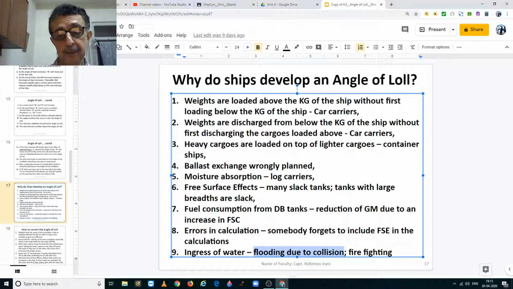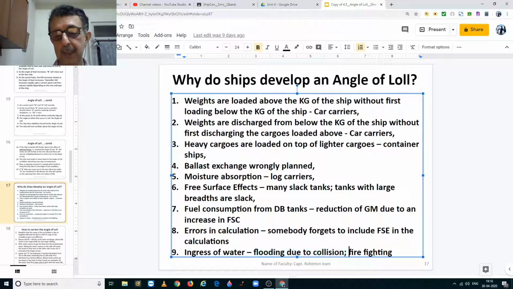Now, flooding can also happen not just due to collision, it can also happen if your bilge valves are not functioning properly, that they are leaking. That means the water from the sea flows into the ship and enters the cargo holds from the bilge wells. So it is very important to keep testing your bilge valves on a regular basis and to see that your bilge lines are 100% intact and that there is no ingress of water into the cargo holds from your bilge line.